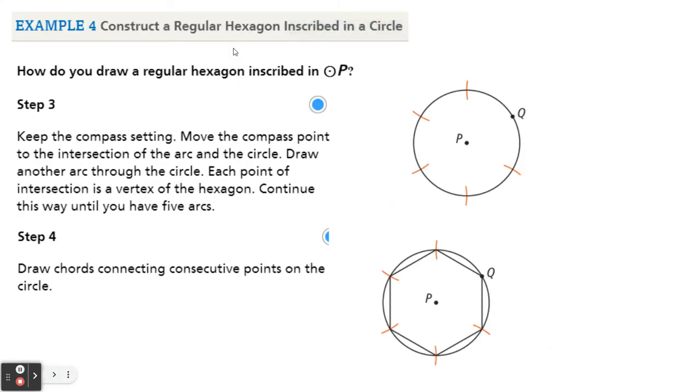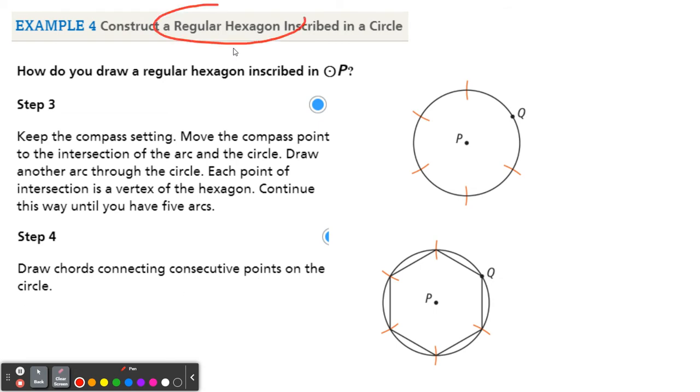Okay, so we're also going to do 2 more. So that was the first one. So this is the first construction. Our second one is going to be an equilateral triangle inscribed in the circle. And then the last one is going to be a square.